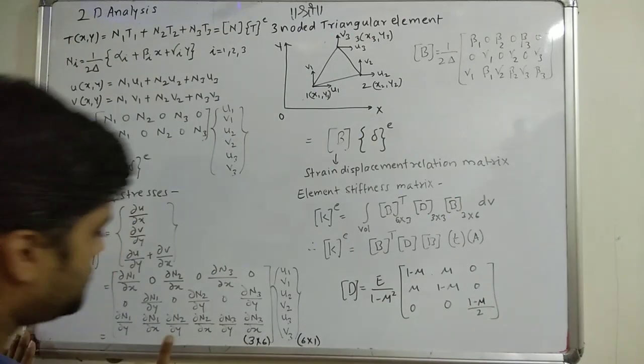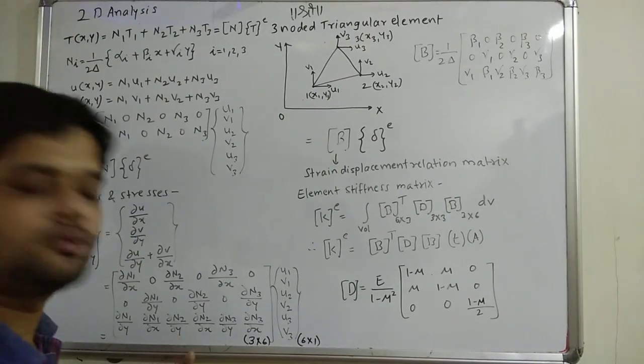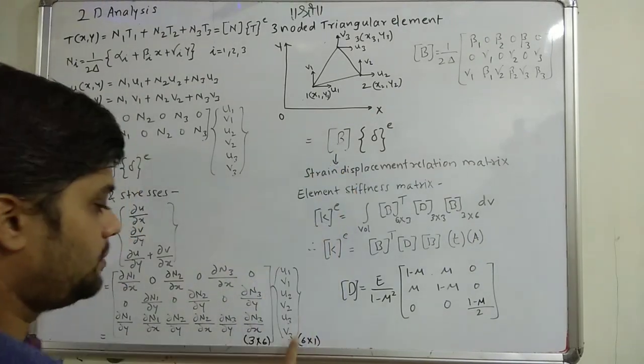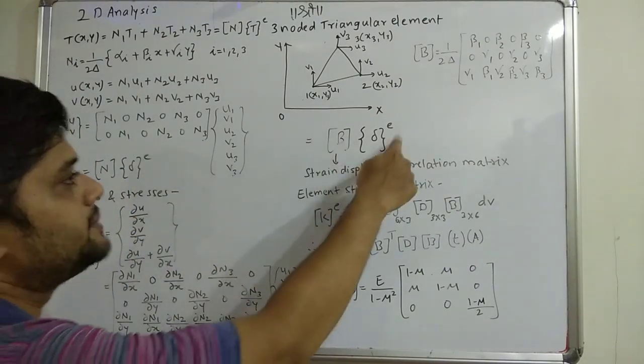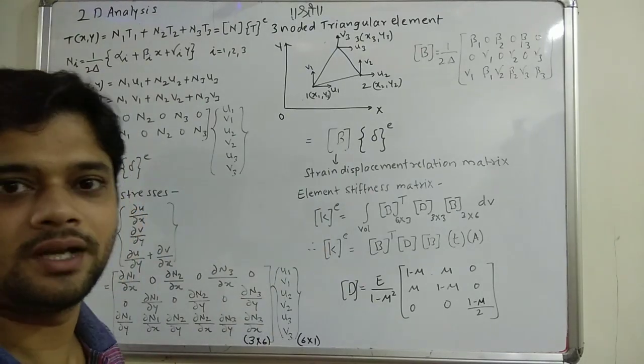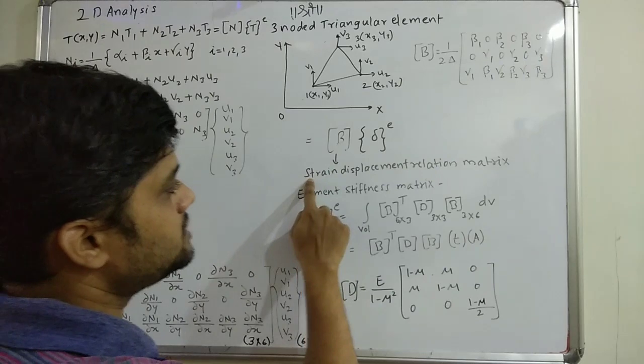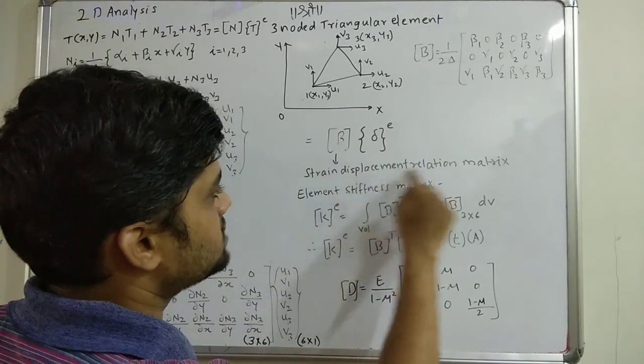Now this particular matrix is very important to us. This particular matrix is called matrix B. It is multiplied by the delta E matrix, which is the primary variable column matrix. So this B matrix is called the strain displacement relation matrix.